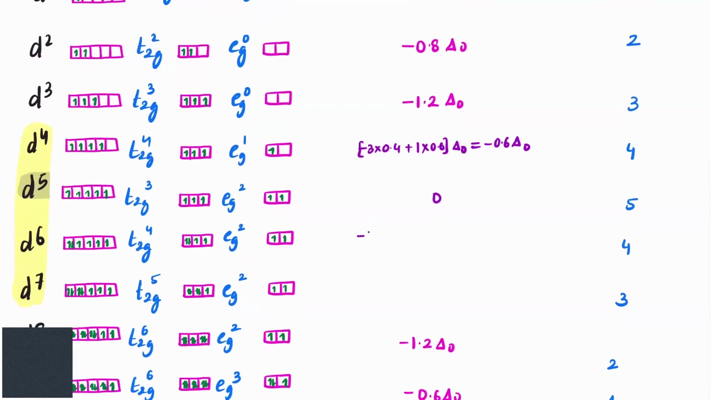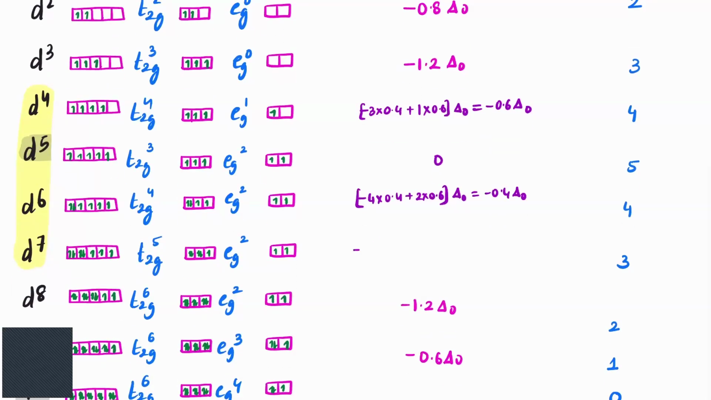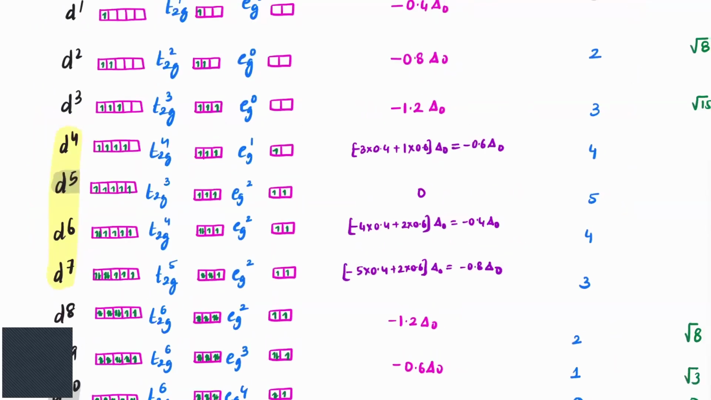And then you'll have one extra here, minus 4 into 0.4 plus 2 into 0.6 delta naught. So that will be equal to 16 minus 12, so minus 0.4 delta naught. And here you'll have minus 5 into 0.4 plus 2 into 0.6. So that is 2 minus 1.2. So that means minus 0.8 delta naught. That's it. These are the values.